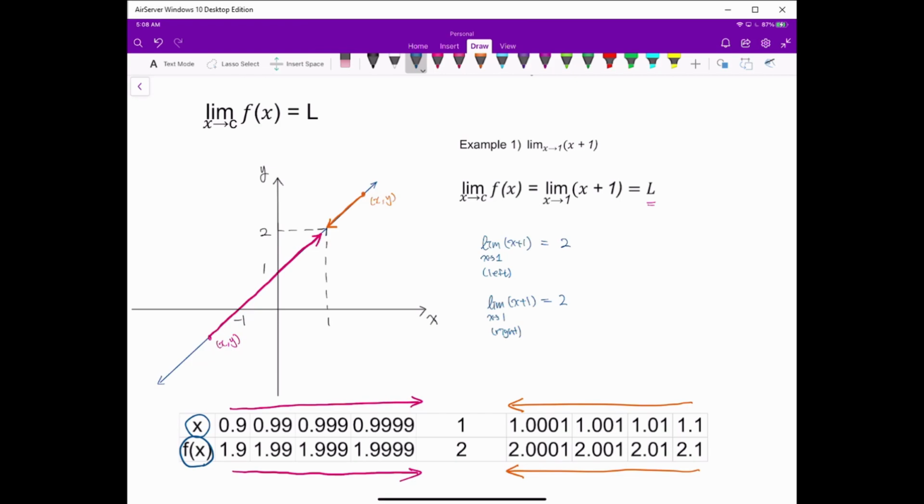Let me ask you a quick question. What is the function value when x equals 1, without the limit notation? So f(x) equals x plus 1, and when x equals 1, the function value is 1 plus 1, which equals 2. It seems like the limit value and the function value are the same in this question, so why do we need a limit when they are the same?